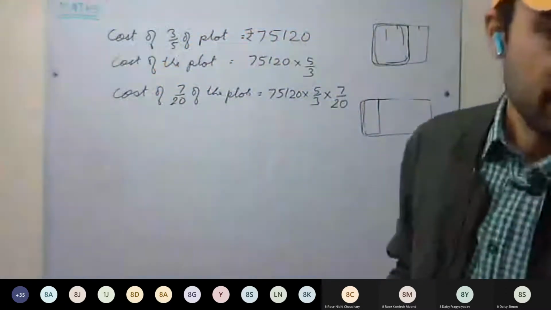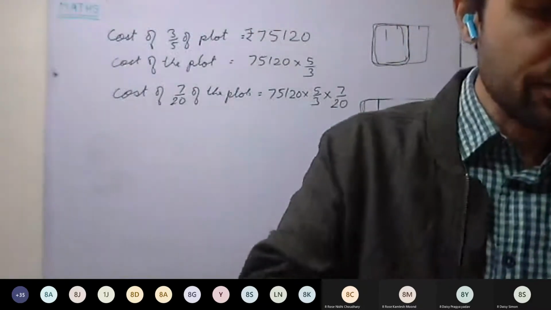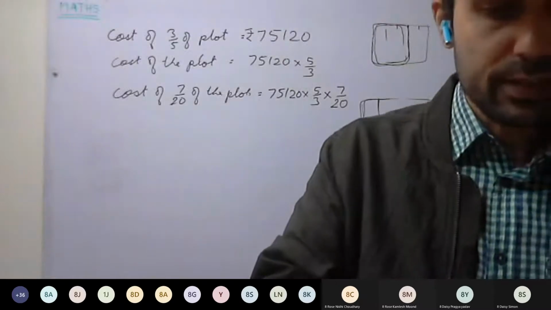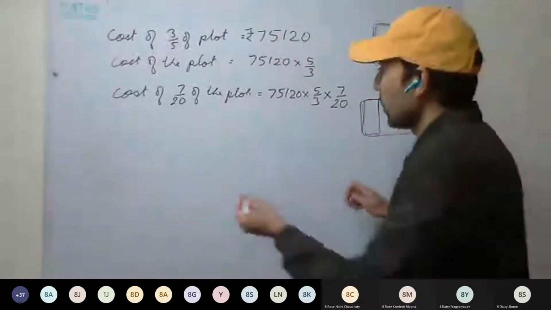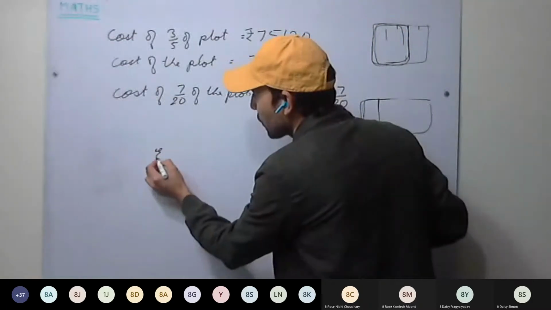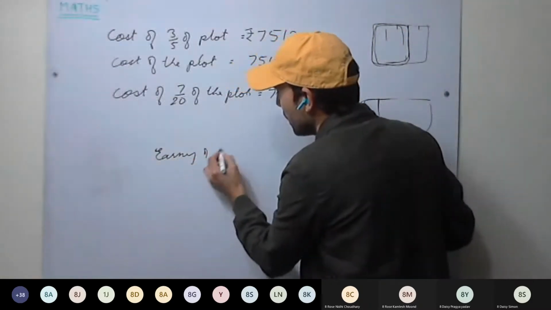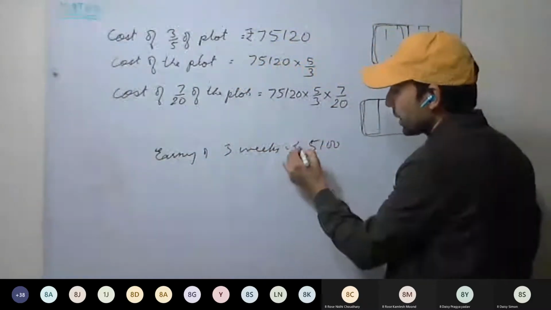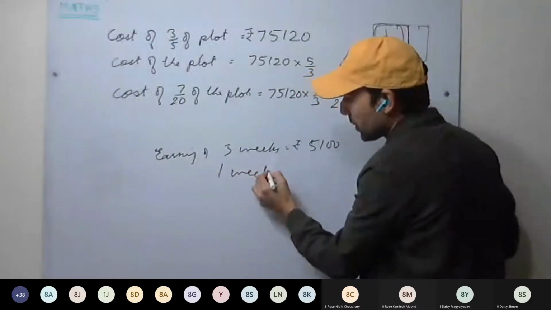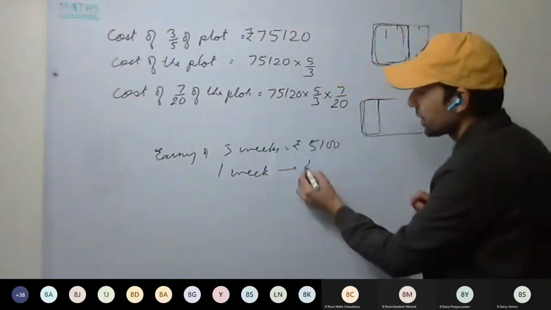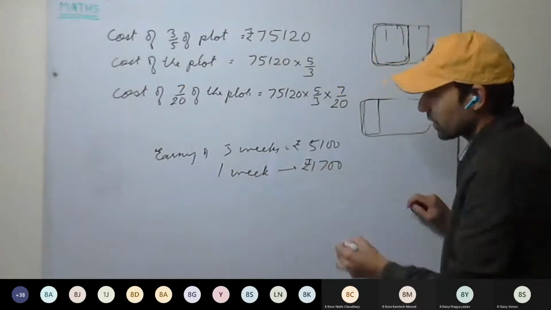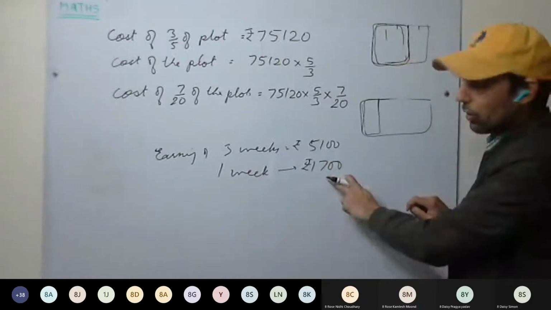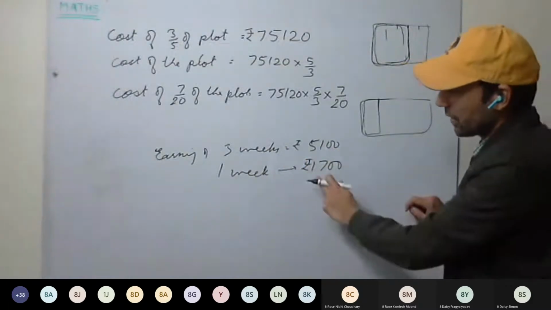Second. A person earns rupees 5,100 in 3 weeks. How long will it take him to earn 6,800 rupees? So, earning of 3 weeks. 3 weeks is how much? 5,100 rupees. So, earning of 1 week will be how much? You can calculate it. Yesterday we have discussed this. Where were you yesterday? Earning of 3 weeks is this much. Earning of 1 week will be 1,700. That is 5,100 divided by 3.